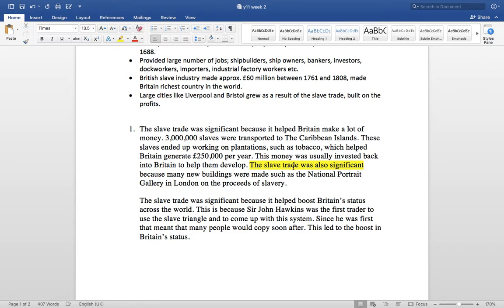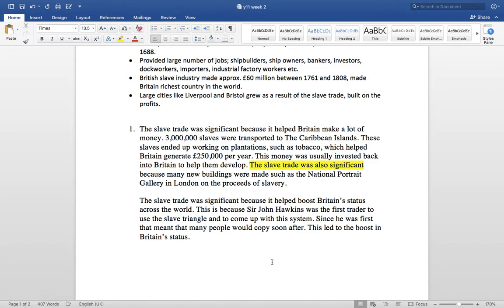Instead, this should be, this is significant because, and it should develop this idea more about investing money back. And that could actually support the point. But unfortunately, the way it's been written is as a secondary point, and therefore you kind of lose a lot of momentum in your answer.